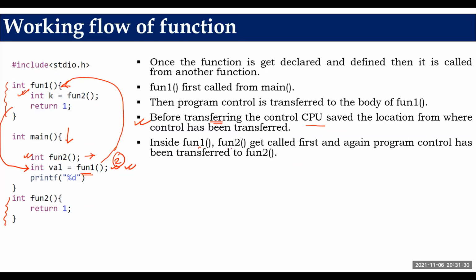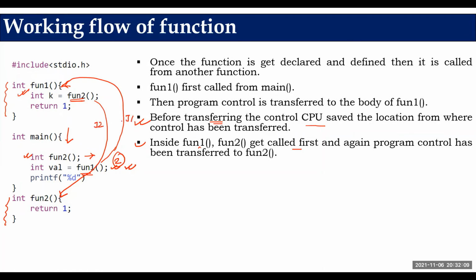Inside fun1, fun2 gets called. So it is transferring the control over here, correct? So that it can return. Now let's see what is written inside fun1. In fun1, we are calling the function fun2. So inside fun1, fun2 gets called first, and again the program control has transferred to fun2. From this line, it is jumped to the body of fun2. First jump is here and second jump is here.